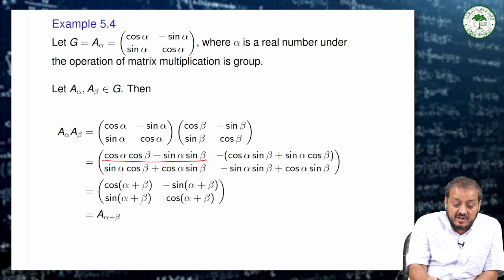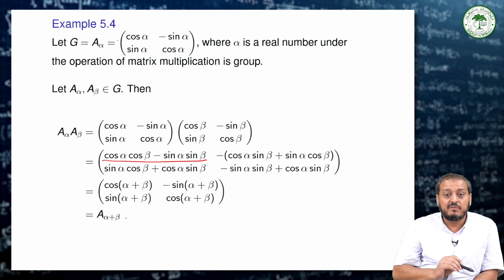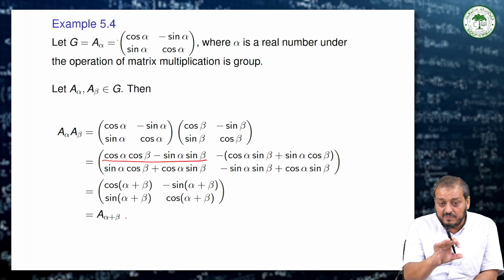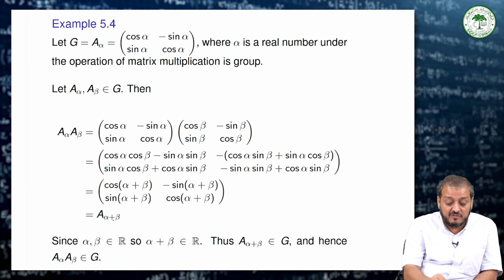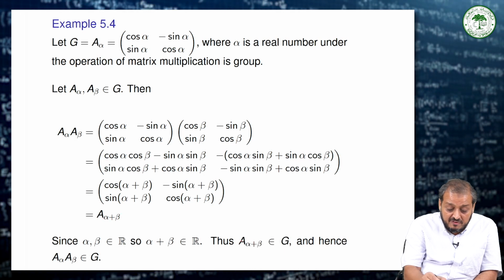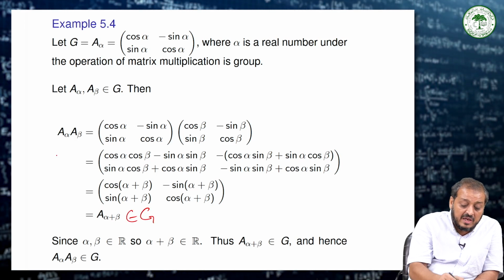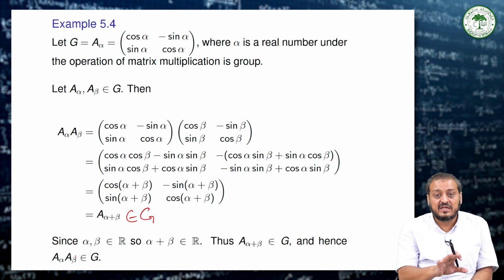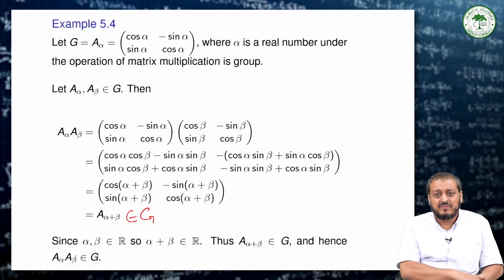So we can write this as A of alpha plus beta. Alpha is a real number and beta is also a real number, then alpha plus beta is also a real number. So we can simply say that alpha plus beta belongs to R. If alpha plus beta belongs to R, then A of alpha plus beta is an element of G. That means this whole A alpha A beta is also an element of G. So we can say simply that this set G is closed under matrix multiplication.